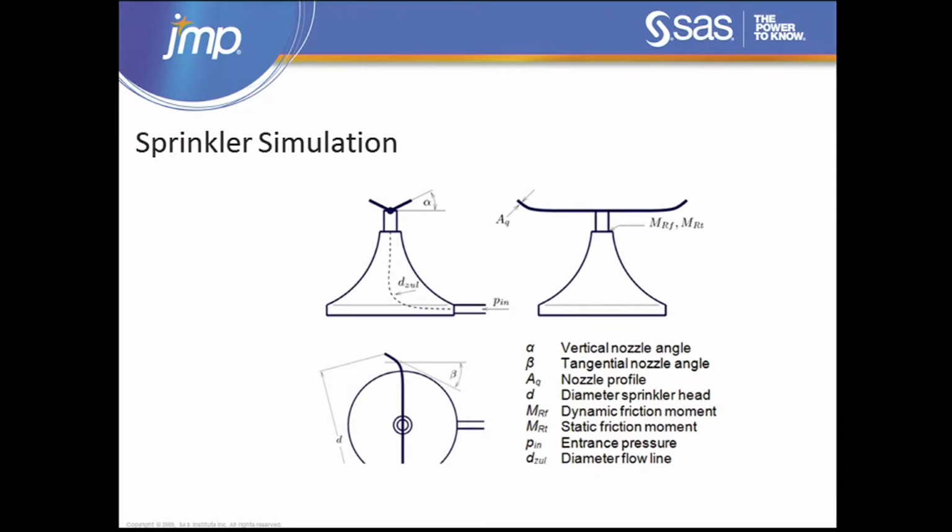One of the things that you see when you click on some of the links in the simulator is a picture of this sprinkler here, which has various things. There's the pressure going in to the simulator here, and then there's the diameter of this line. There's a couple angles. There's the diameter of the rotor, and these are things that you can change in the simulation.